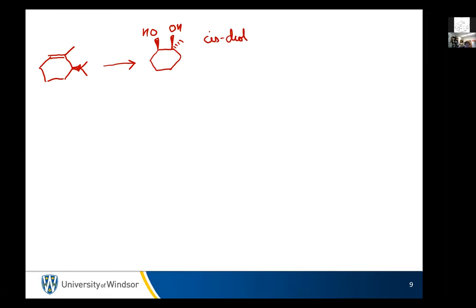is a cis diol. For obvious reasons. Oh, and I've magically lost my isopropyl group. It is going to wander off. We can also do a trans diol. And you get those using different ways. So if we're trying to add two OHs across a double bond.